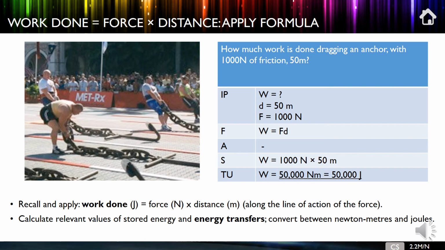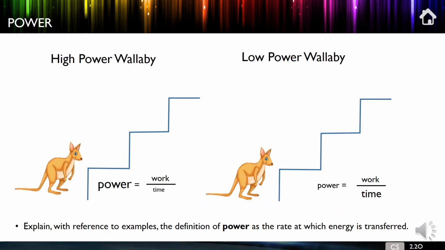Here we've got a worked example again. In strongman competitions, they drag objects along. So again, the heavier the object, the further you go, the more energy that will require. The joule is a Newton meter. It's defined as such: a force of 1 Newton over 1 meter is 1 Newton meter, or 1 joule. In this case, it's 50,000.